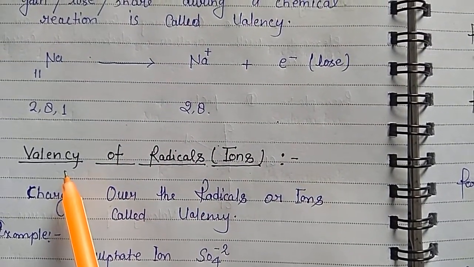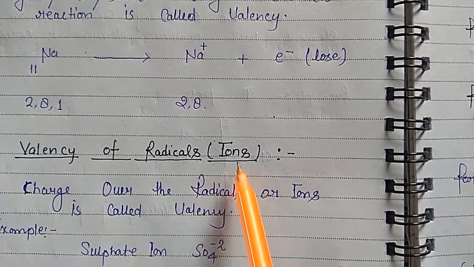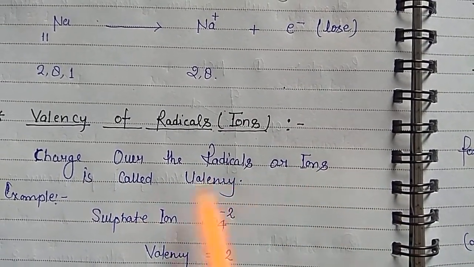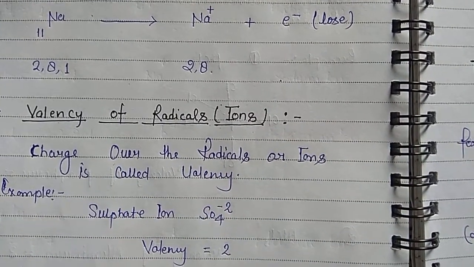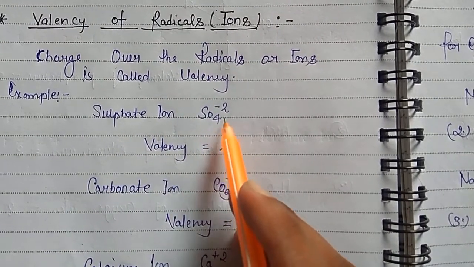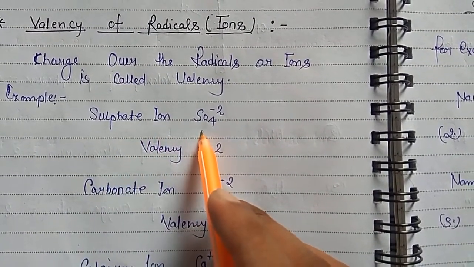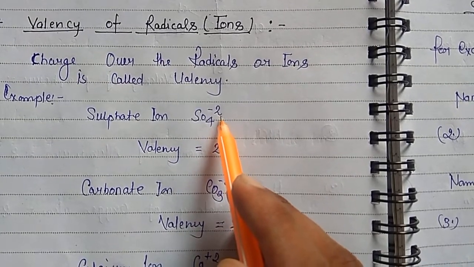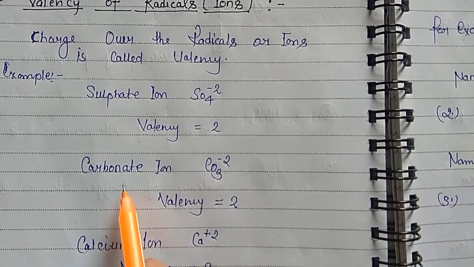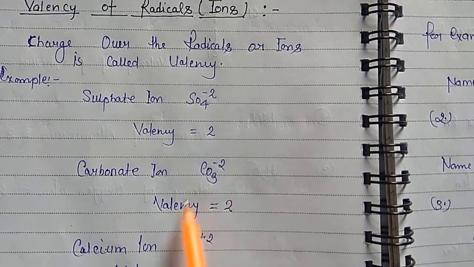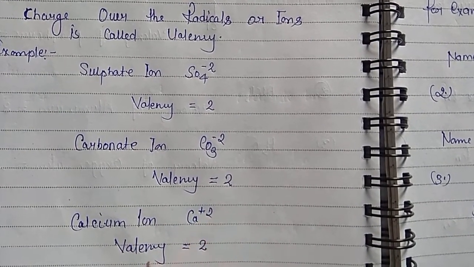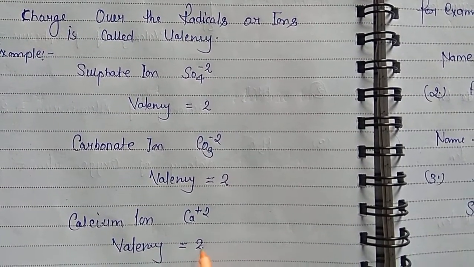Now the next heading is valency of radicals, that means ions. The charge on the radicals or ions is called valency. For example, sulfate ion SO4 -2. The sulfate ion carries a -2 charge, so the valency of the sulfate ion is 2. Similarly, carbonate ion CO3 -2, valency is equal to 2. Calcium ion Ca+2, so the valency of the calcium ion is 2.